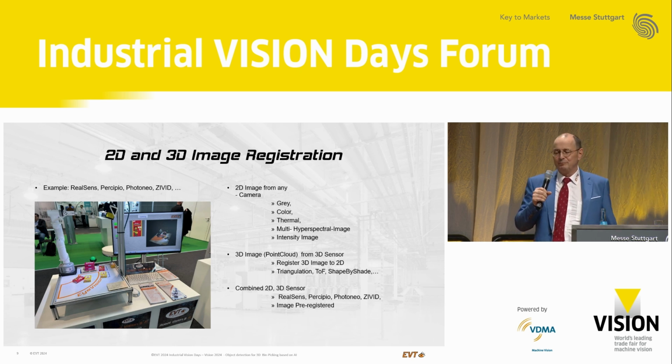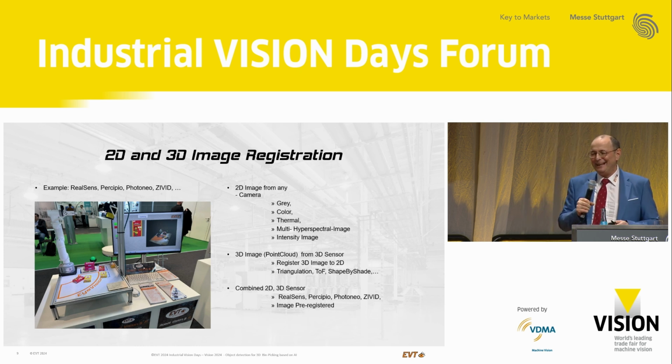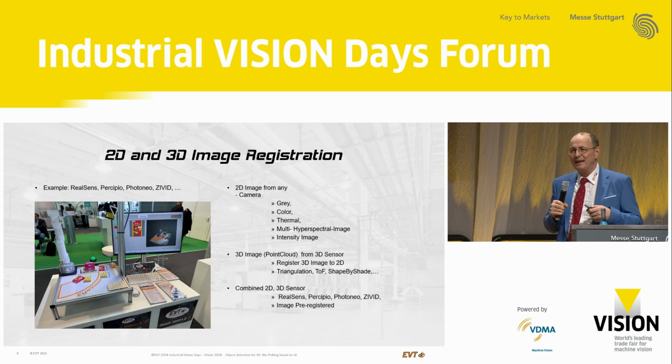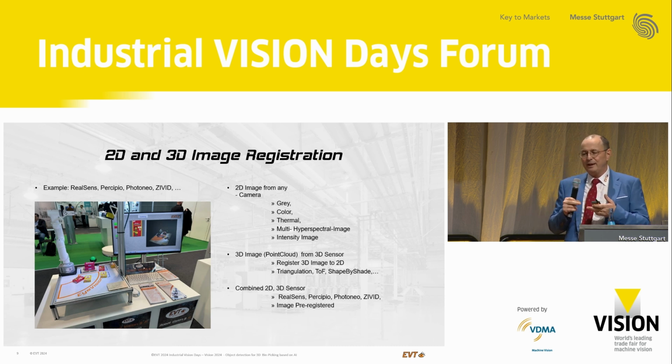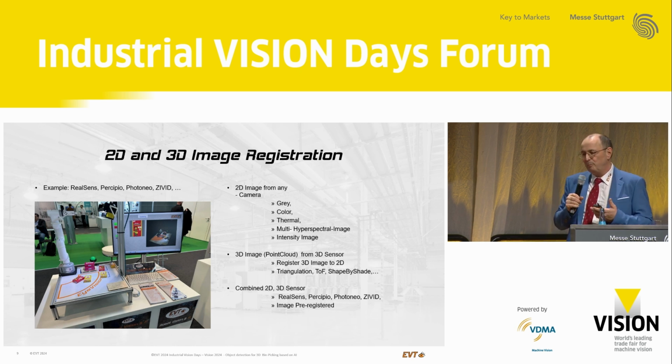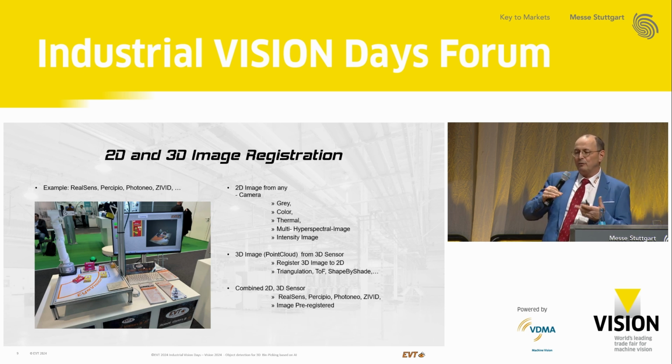Or if you don't want to use a ready-made sensor, you buy a color camera and, for example, a time-of-flight sensor from whatever manufacturer, and you simply register the two images. And based on this registration, you are then able to interact between the two images and generate the gripping points for the part.